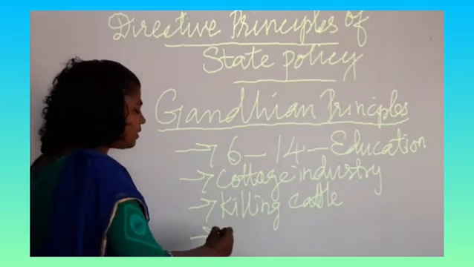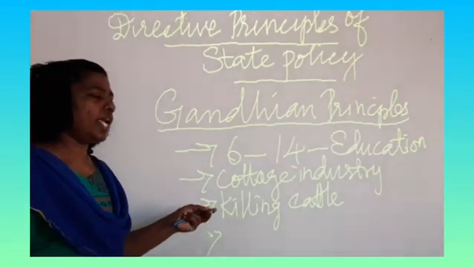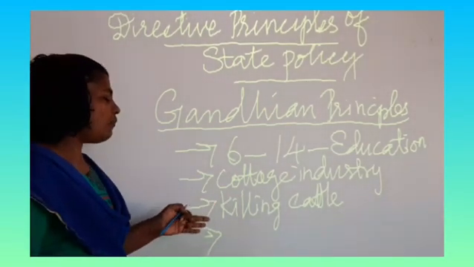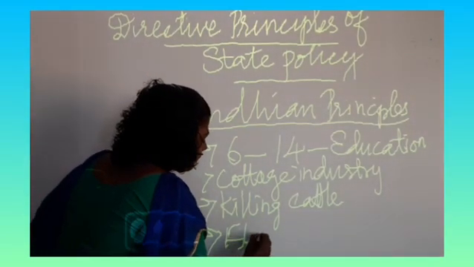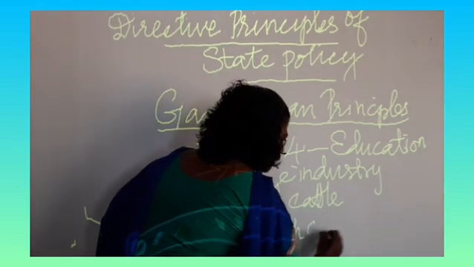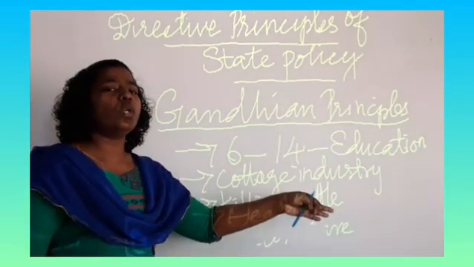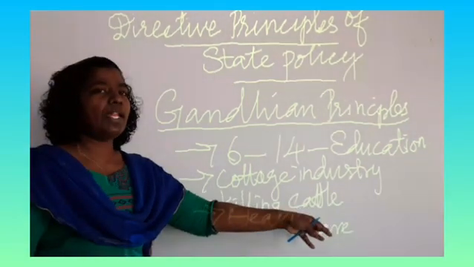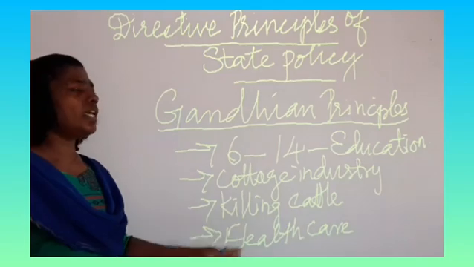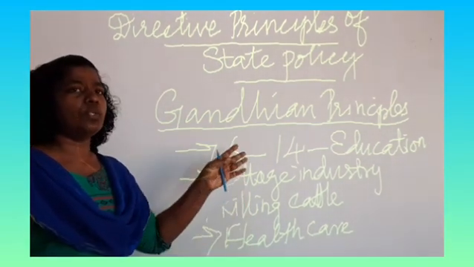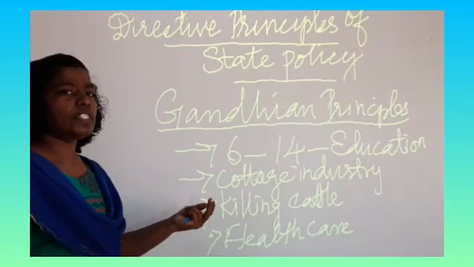And the next one is promoting village development. Mainly the cottage industries we have seen. And the next one is giving importance to health care. When we say health care, it means providing nutritious food to the children, mainly focused on providing nutritious food to the children. So these are the important guidelines, the Gandhian principles, which are included in the Directive Principles of State Policy.